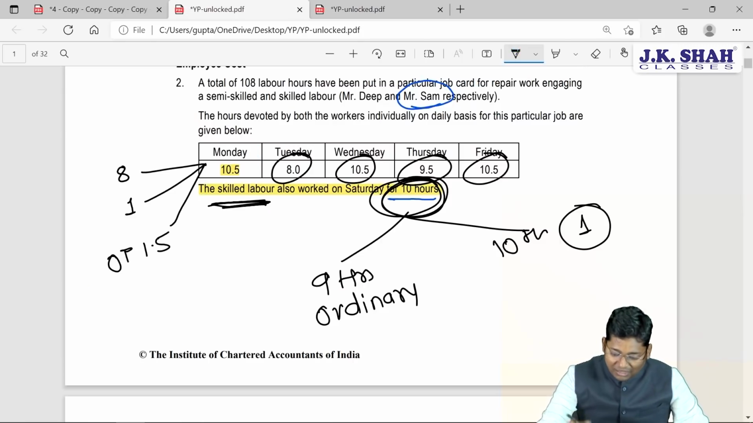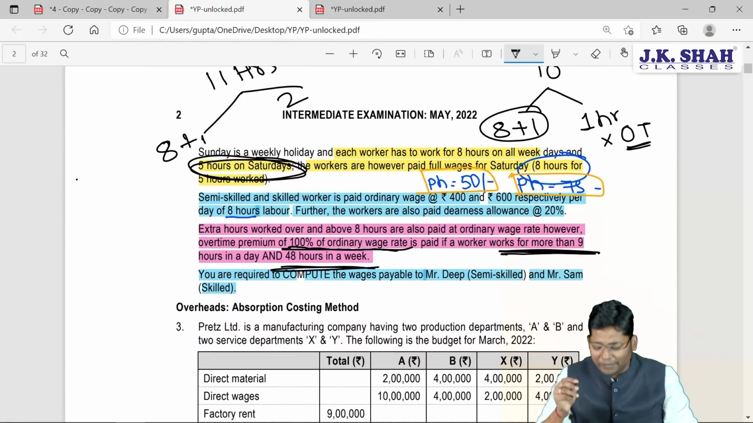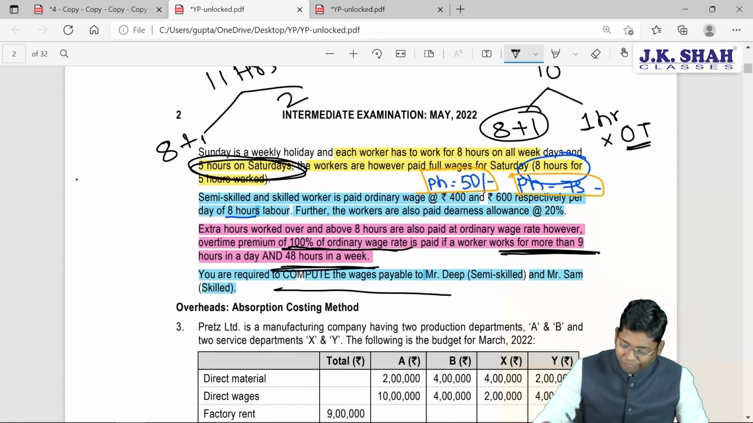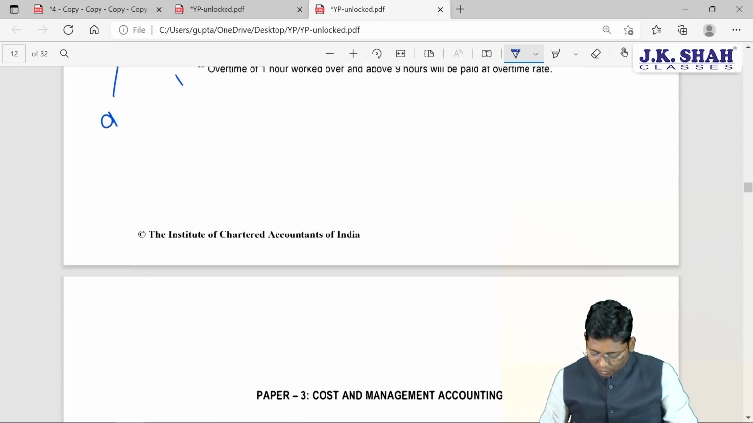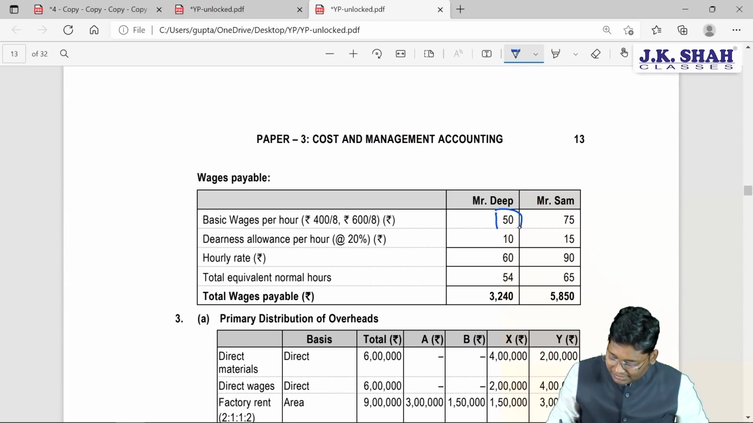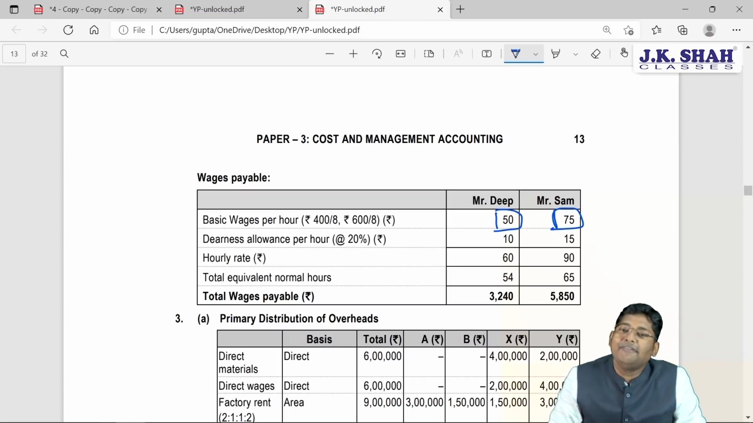Now what is asked in the question? Question haven't asked us to show the breakup of number of hours. Question simply asks us to calculate the wages payable to both the workers. If you want to calculate wages payable to both the workers, very first I have computed my basic wages while discussing sum only. 50 rupees for semi-skilled per hour, 75 rupees for your skilled worker per hour.